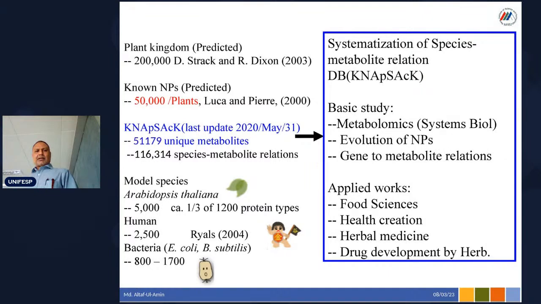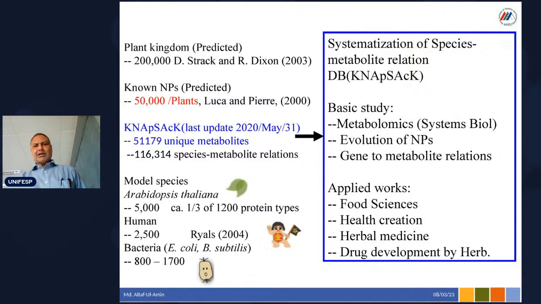And I think as students of pharmacology, you know about this. According to this reference, we humans need around 2,500 metabolites to survive in a healthy way. But the plants need more metabolites because they cannot move from one place to another. So they need more metabolites to survive, to cope in different adverse environments. And the bacteria usually need around 800 to 1,700 metabolites. So this information we accumulated, we did a lot of hard work to accumulate such information.